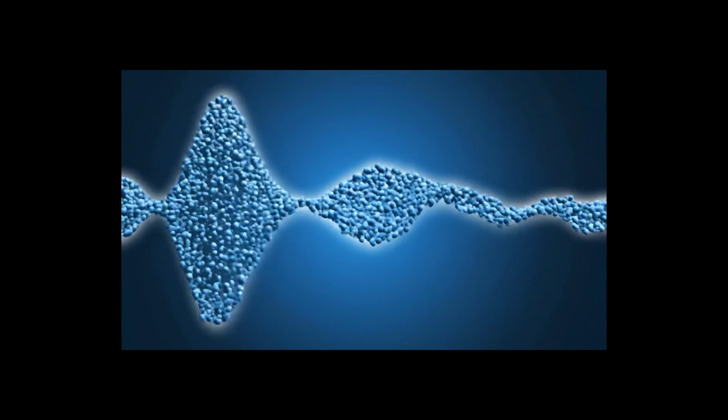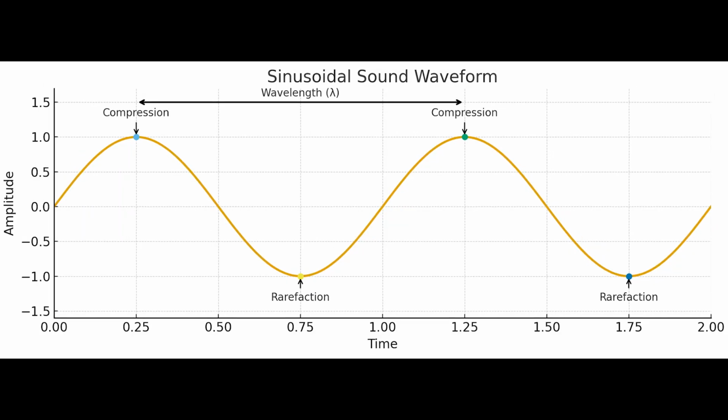It is essential to understand that while the wave appears to move away from the source, individual air particles do not actually travel. Instead, they merely oscillate about a fixed point. The net result of this oscillation is the formation of a wave that travels through the medium.